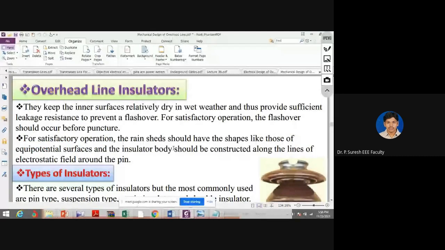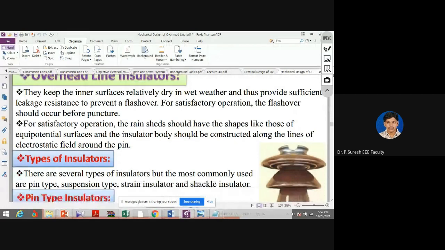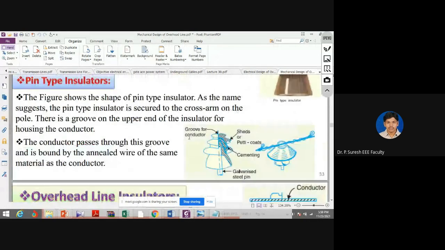What types of insulators do we have? We have different types of insulators based on the type of the transmission line and the voltage rating of the transmission line. They are mainly classified into three types: pin type, suspension type, strain type, and Shackle type insulator. All of you know this.